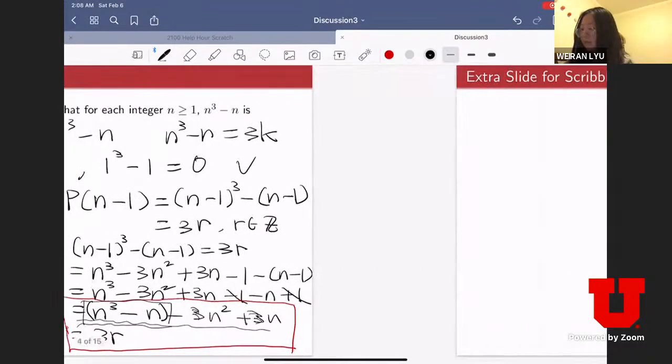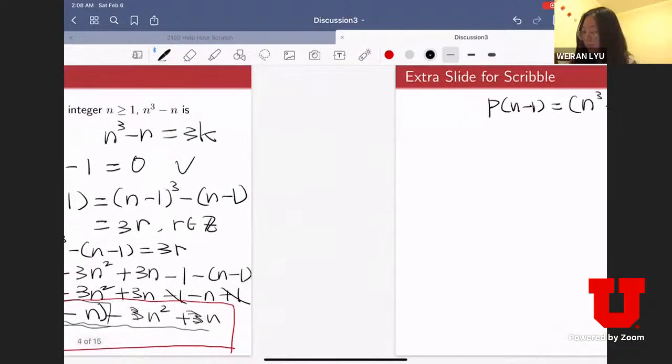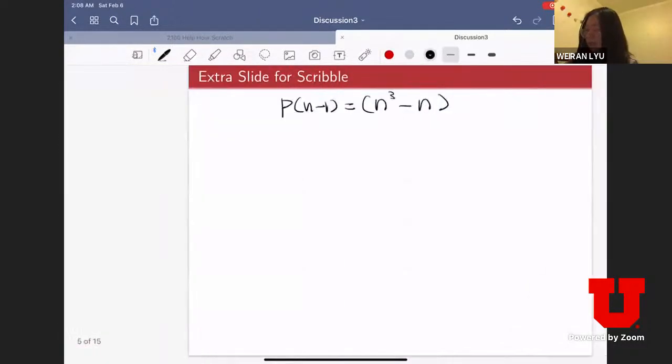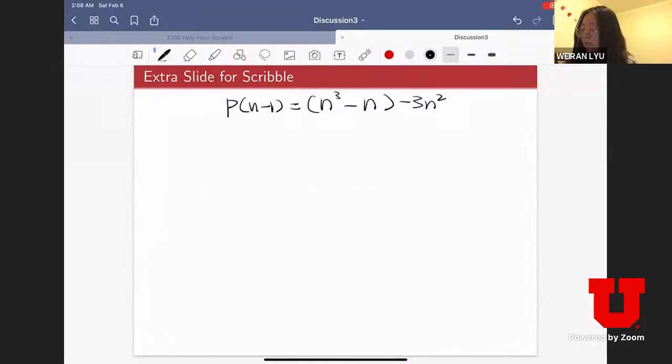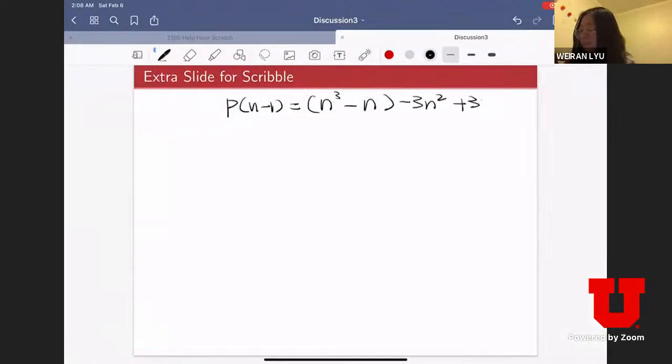So let me just write next page. So we have P(n minus 1) equals n cubed minus n, and what is the term? Minus 3n squared and plus 3n. And we know this is equal to 3r, and that is by our hypothesis.